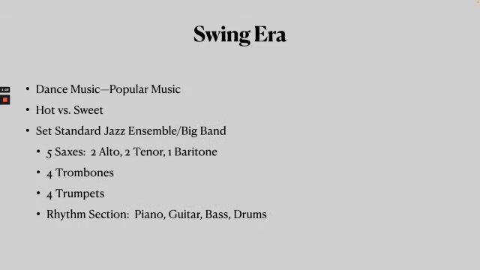The standard was set in this era for large jazz ensembles or big bands. They consisted of 5 saxophones, which were 2 altos, 2 tenors, and 1 baritone, 4 trombones, 4 trumpets, and a rhythm section of piano, guitar, bass, and drums. Multiple saxophonists would also double on clarinet or flute.